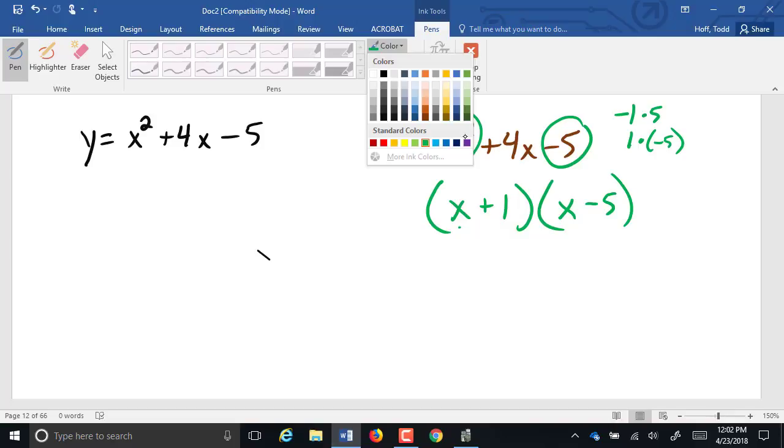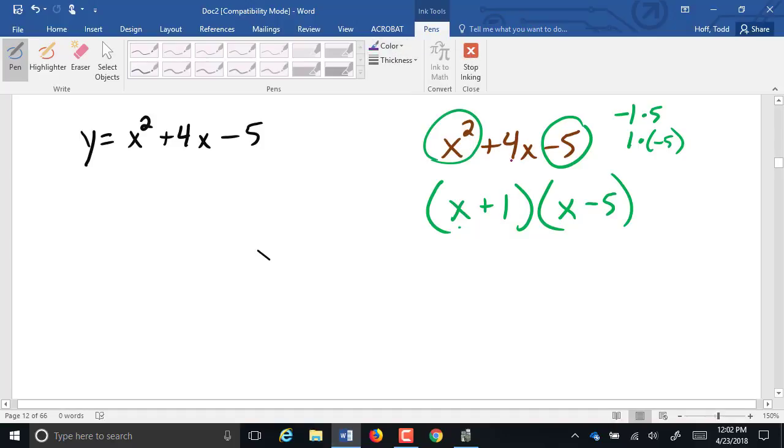Well, that's why we double check to see if that inner term works. Remember that 4x is to be a combination of the outside and the inside multiplications. So on the outside, we have x times negative 5, which is negative 5x. On the inside, we have 1 times x, which is 1x. Negative 5x plus 1x is negative 4x. Now, at first glance, that looks promising, but we had positive 4x. So that is not quite correct.